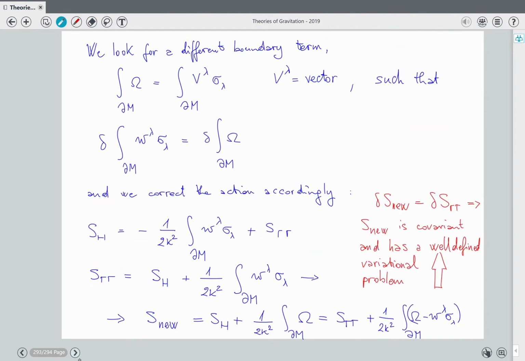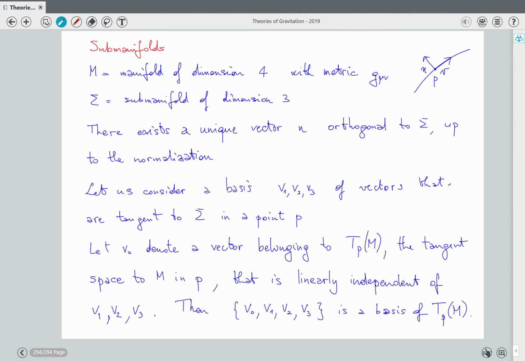Okay, so to achieve this result, we have to talk about some manifolds, and we were about to define the normal vector to a manifold and show that it exists. So we consider any basis of the tangent space to the submanifold in a point, and V0 another vector belonging to the tangent space to the manifold, not the submanifold, that is linearly independent of the other three, and then we have a basis for the tangent space to the manifold M in the point P, made of V0, V1, V2, and V3.